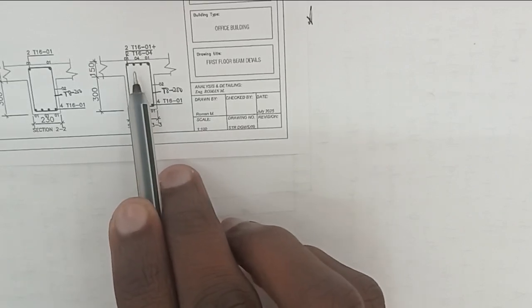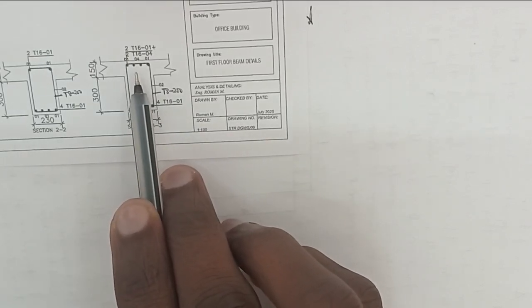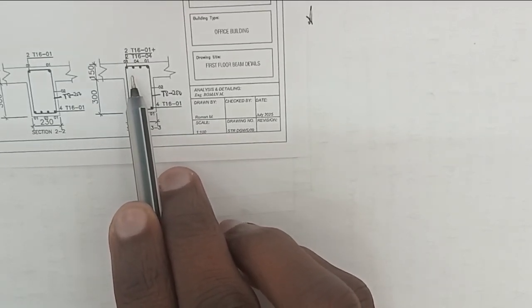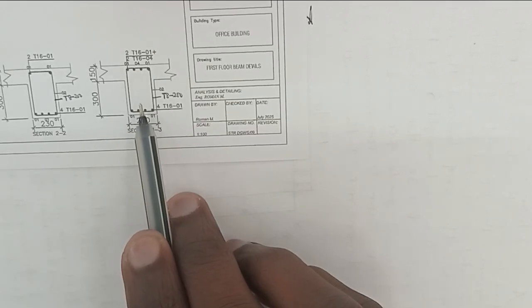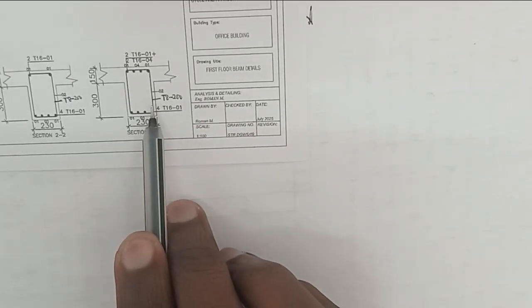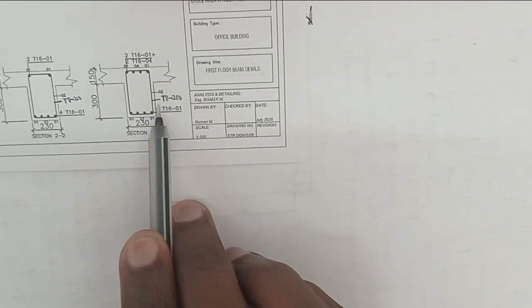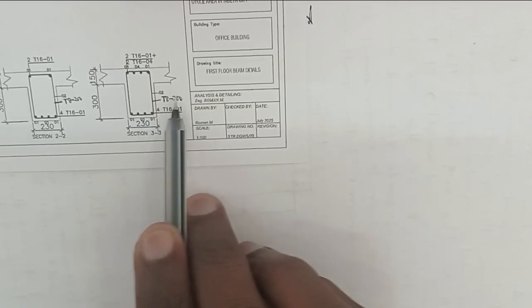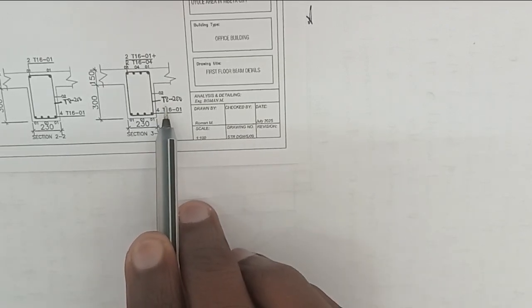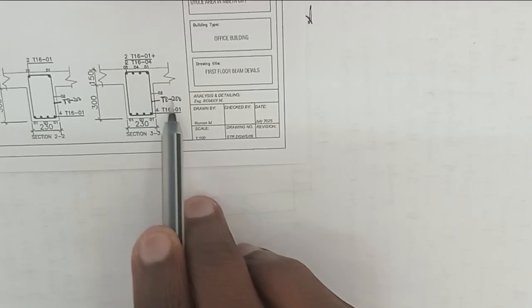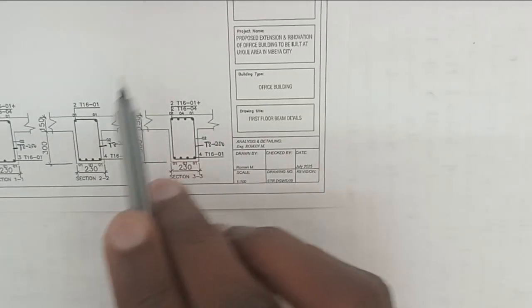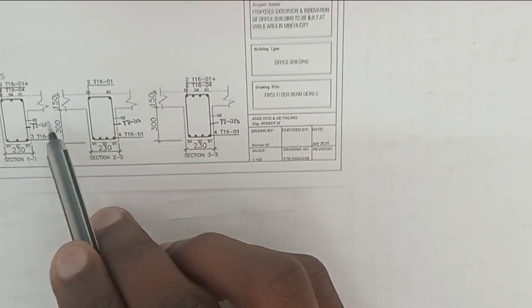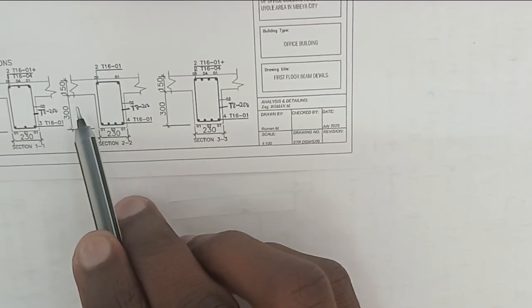These extra bars are always provided at the top of a span of the beam for negative moments. And there are shear links or stirrups with a diameter of 8 millimeter at bar mark number 2 with a spacing of 200 millimeter. This is how a beam section is read.